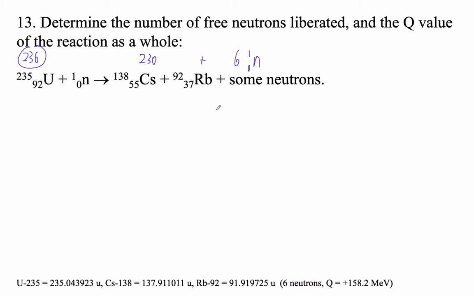Okay, so now what we need to do is figure out the energy released, and we'll do that by figuring out the mass defect of this, right? So the mass of uranium-235 is 235.043932, plus, and then a neutron is 1.008665. And then that turns into cesium-138.